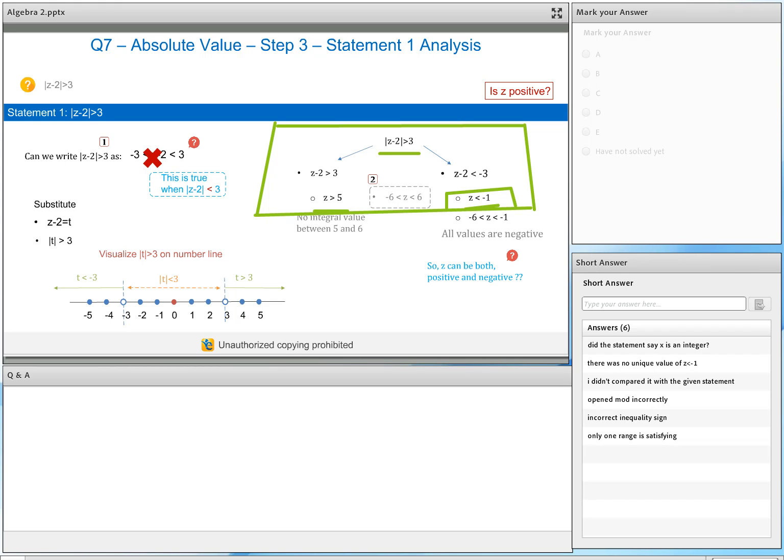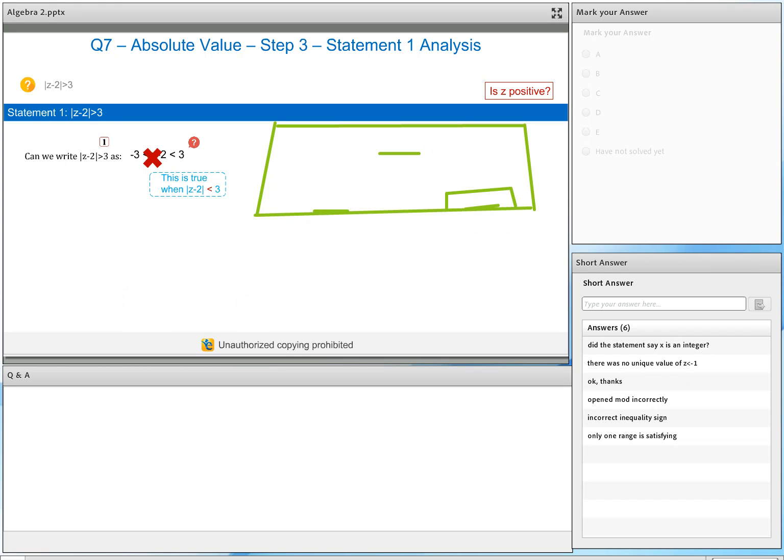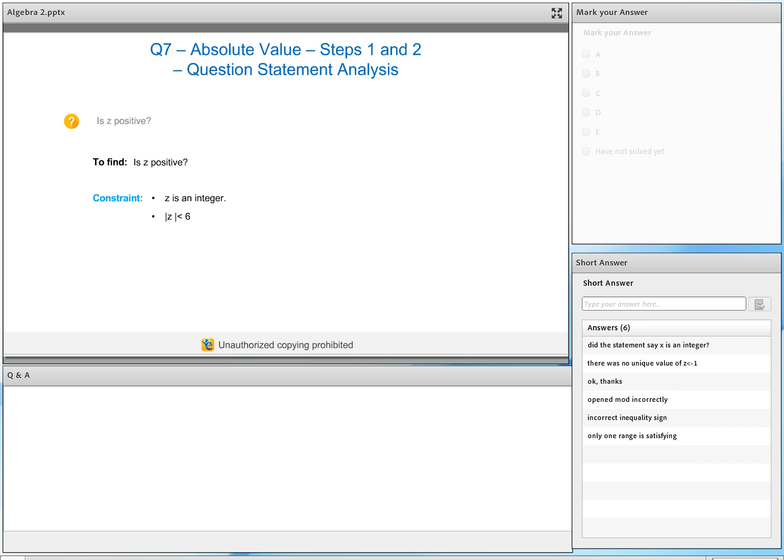Did the statement say x is an integer? Let's take a look at the statement. I'm going to go back to the slide.